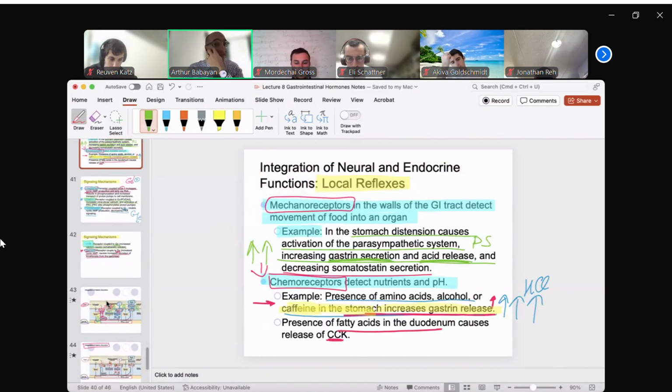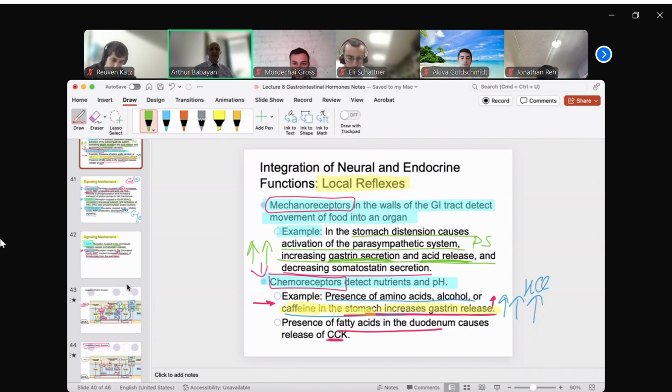Local reflexes, that is the mechanoreceptors in the wall of the GI tract, detect movement of food into an organ. Examples: in the stomach, distension causes activation of the parasympathetic nervous system, increasing gastric secretion and acid release.